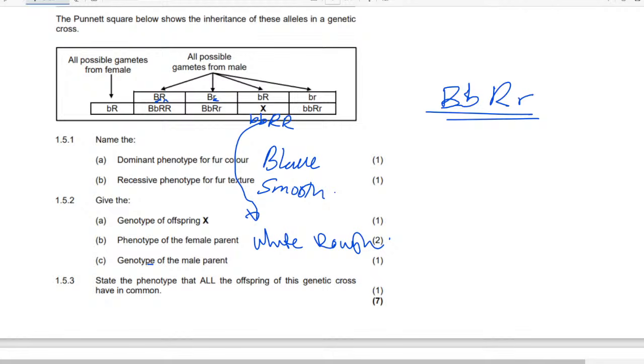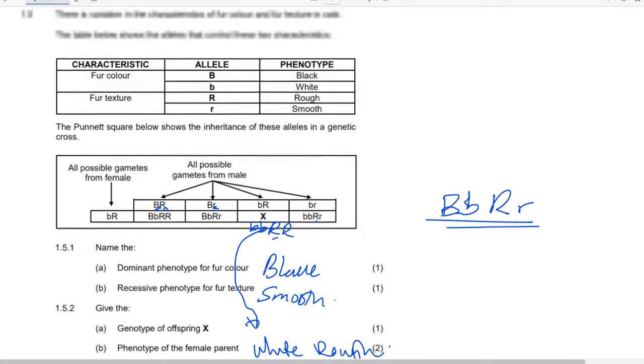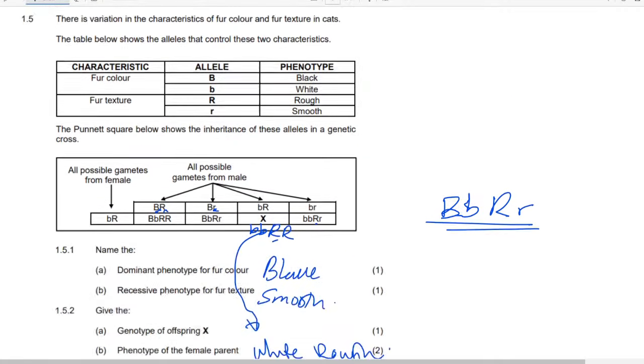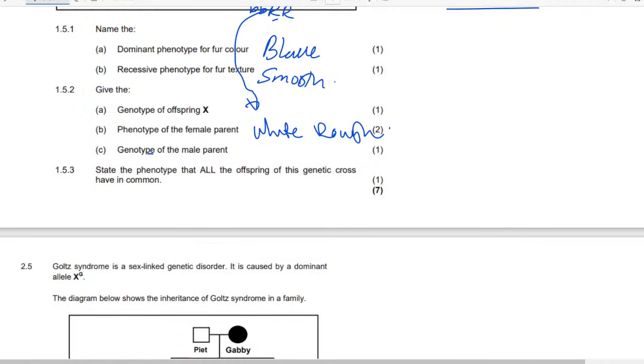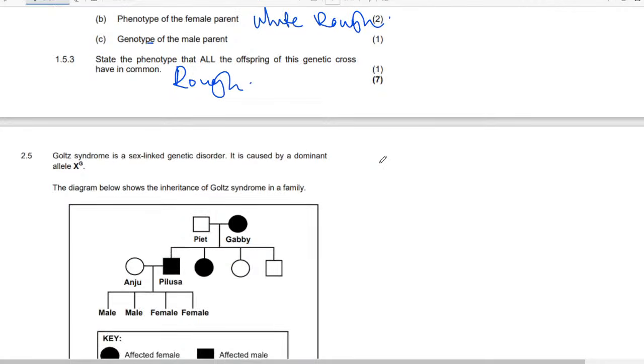Capital R. This one has a capital R, and then also this one has a capital R. So basically, state the phenotype that all the offspring of this genetic cross have in common. Definitely here I'm going to say capital R, because all of them have capital R. I come back here and ask myself, what is capital R? Capital R is rough. So basically, what they have in common is rough. Yes, that is what you can do.